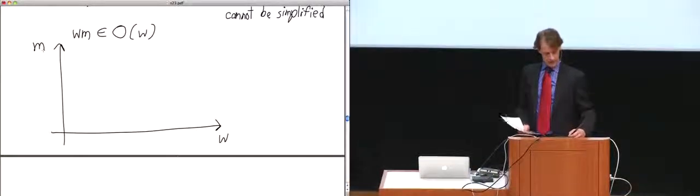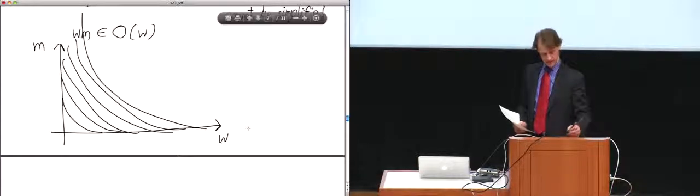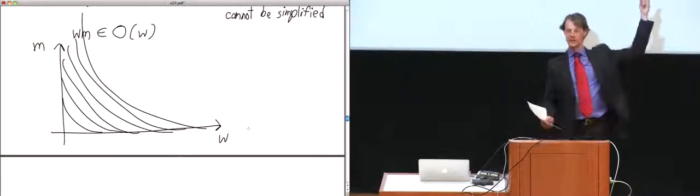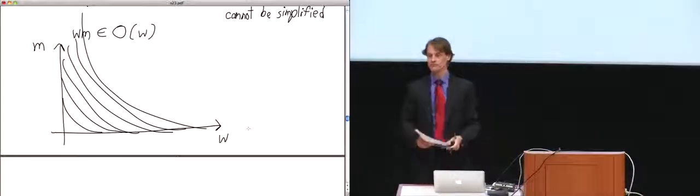But W times M is, the contour lines would look like this. These are lines of W times M being constant. So as you get further and further out on these lines, Wm gets bigger and bigger. That's the best I can do.